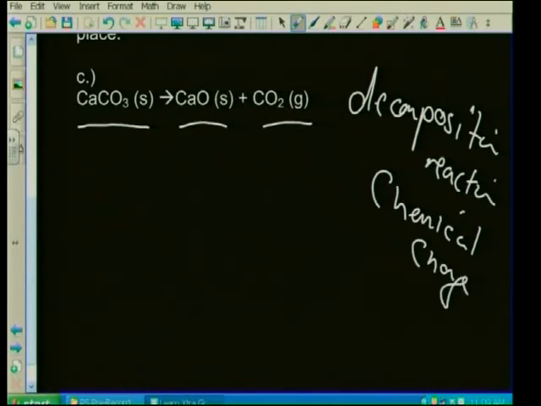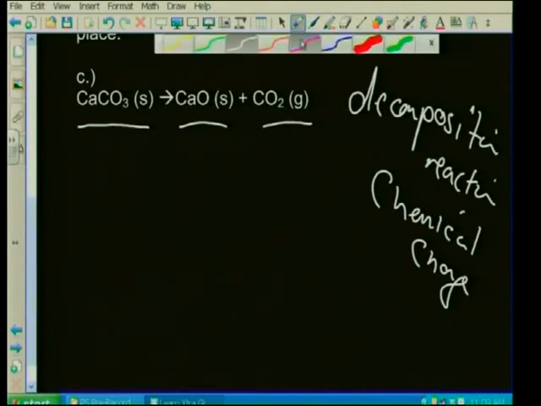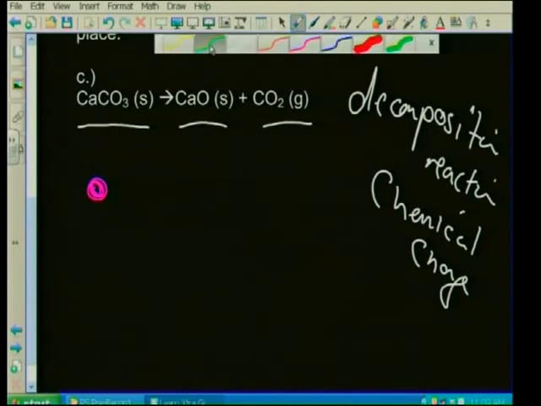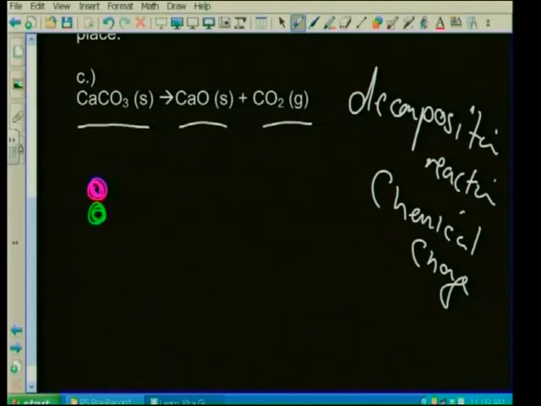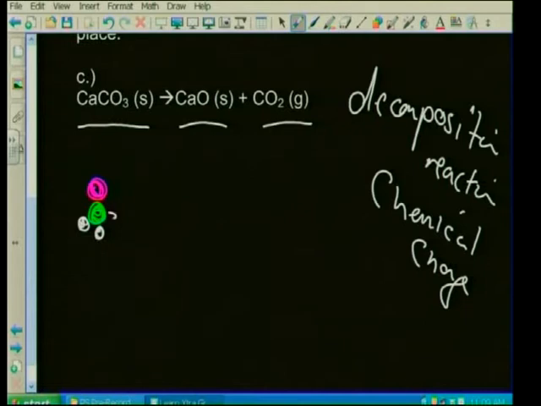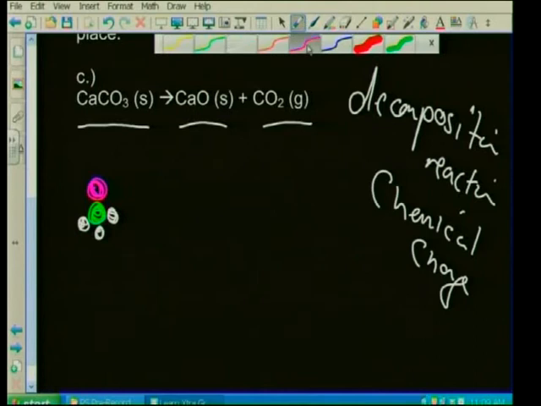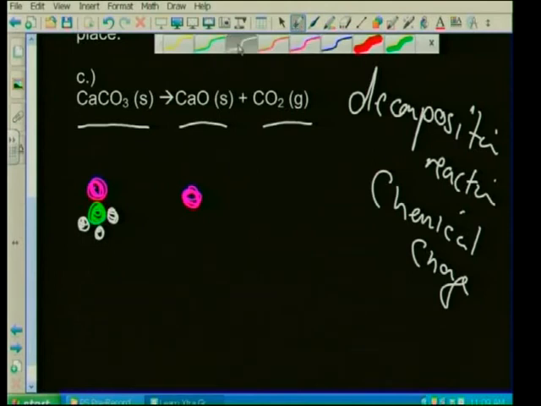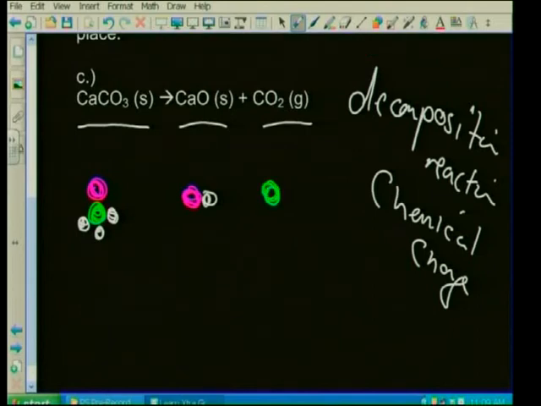How are we going to draw it? Well, let's just put it down and see how we go. We've got 1 calcium, we've got 1 carbon, and we've got 3 oxygens. I'm going to use the white ones to represent the oxygen. Do it like that. And they fall apart to simply form 1 calcium and 1 oxygen, and then 1 carbon and 2 oxygens.